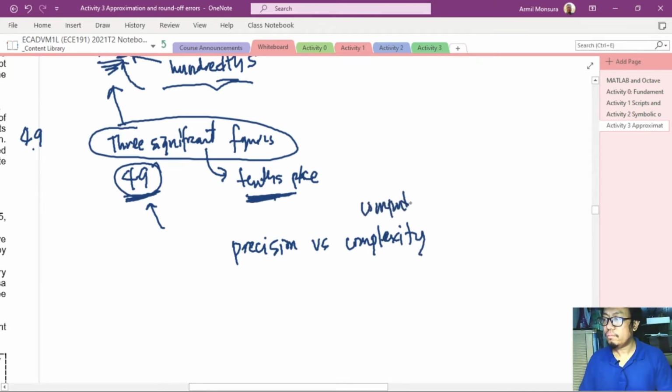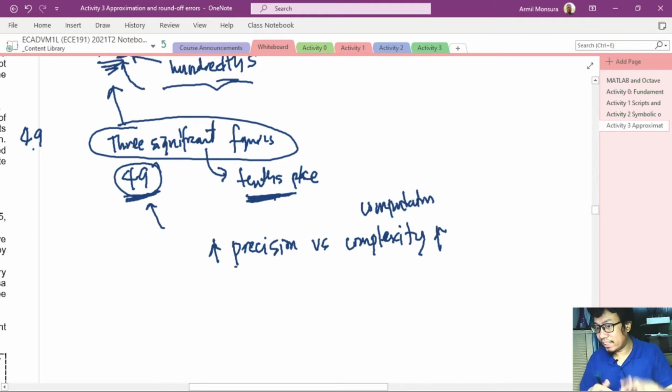So, because you might want to increase precision, but complexity would also increase. And increasing complexity means more computational load to your computer. So, it might perform with more time. It might require more time for your computer to do the operation.